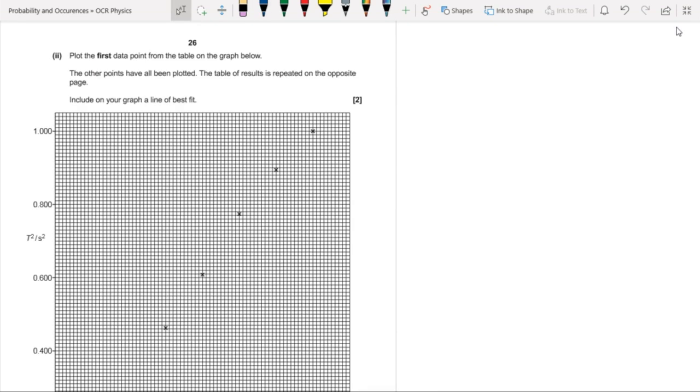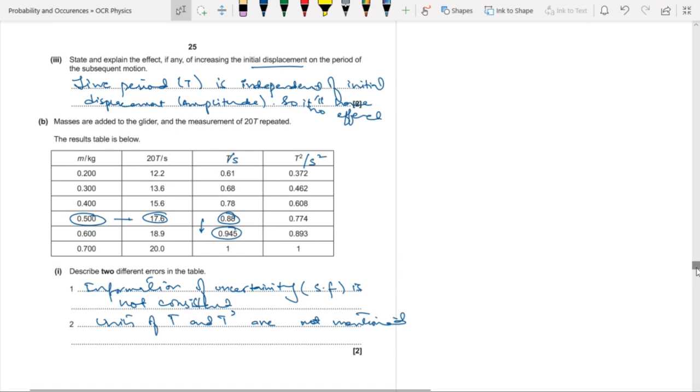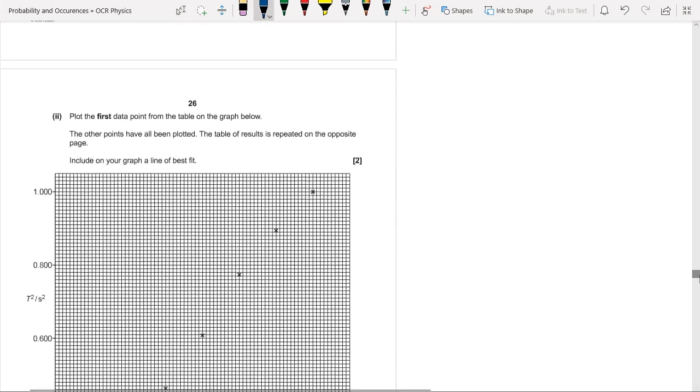All right, moving on to the second part. Plot the first data point from the table on the graph below. The other points have all been plotted. The table of results is repeated on the opposite page. Include on your graph a line of best fit. So we have to plot the first point and then draw the line of best fit. All right, so what was the first point? 0.2 kilogram and 0.372 second squared.